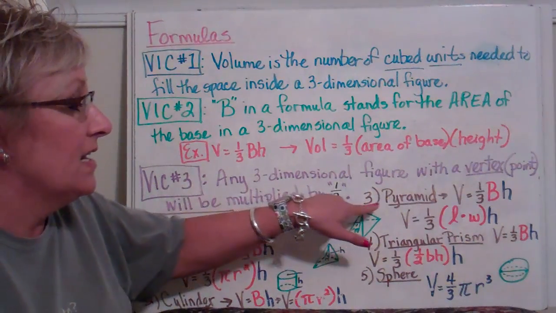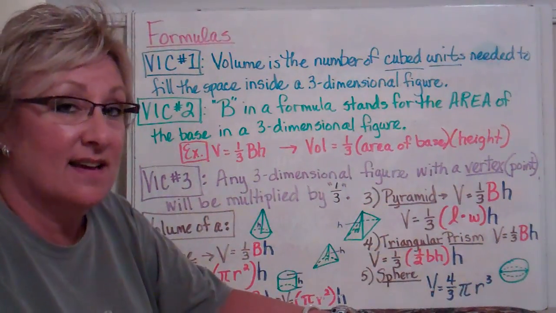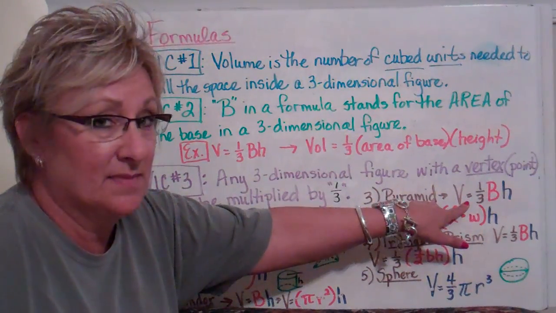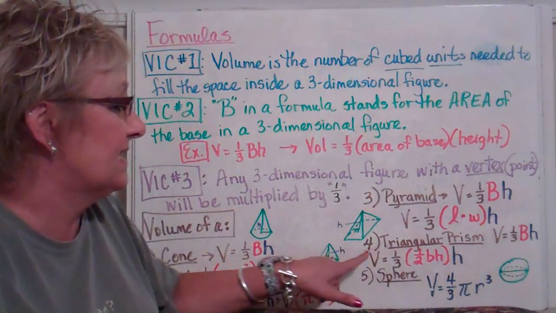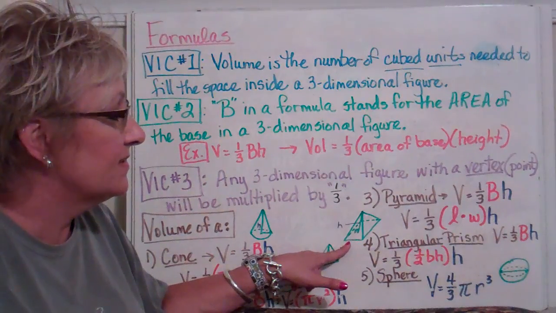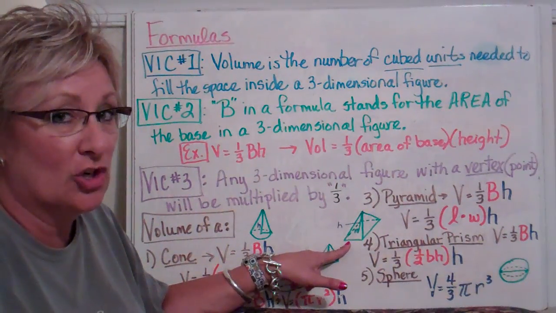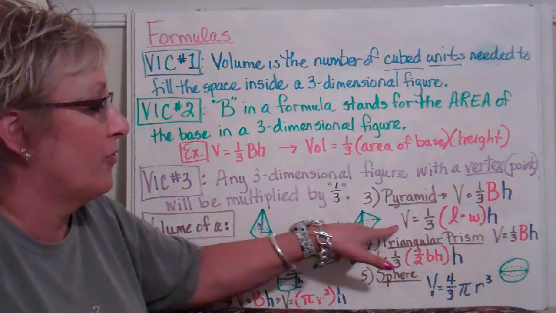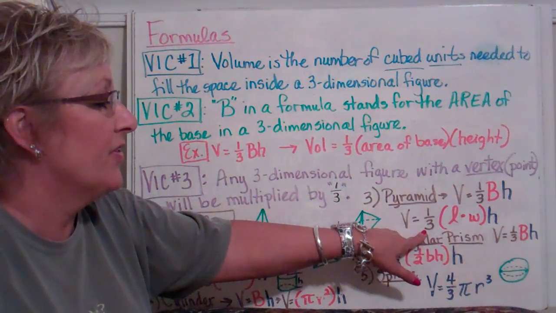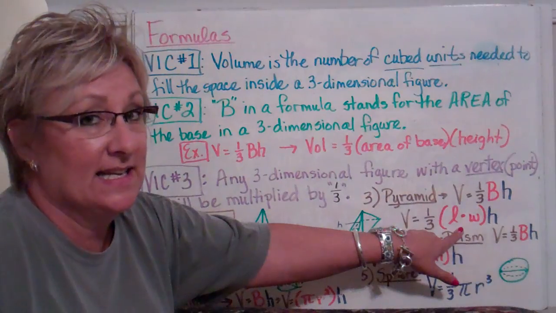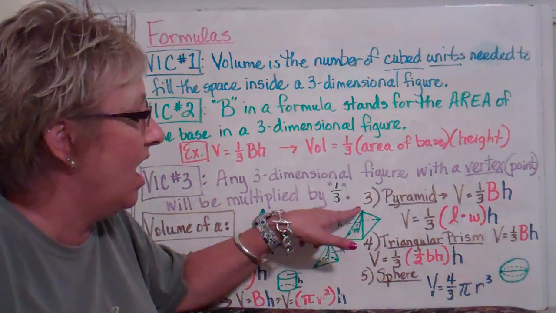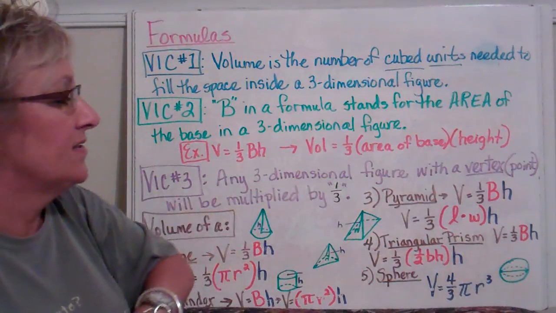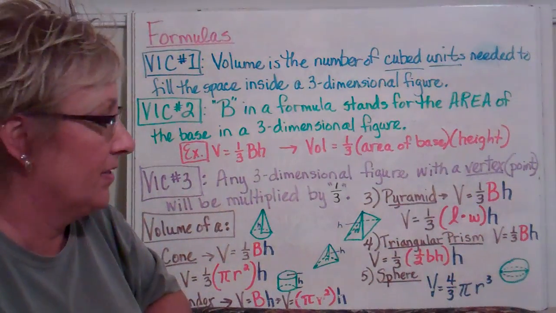The third one is our pyramid, and it does have a vertex. So this is going to equal 1/3 big B times H. In this case, if I look at this one, it's going to be a rectangular pyramid because the bottom of it is in the shape of a rectangle. It's going to be 1/3. That area is length times width, times the height of the entire pyramid itself. So there's where I get my length times width.